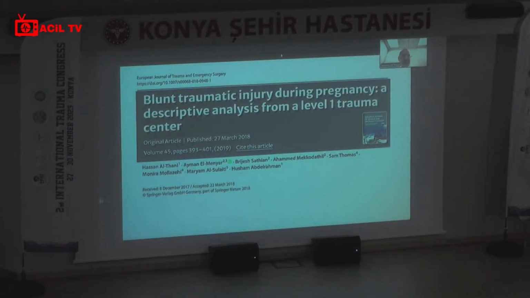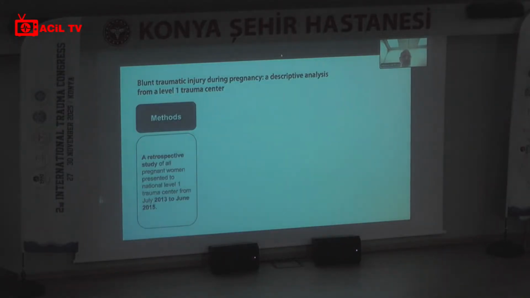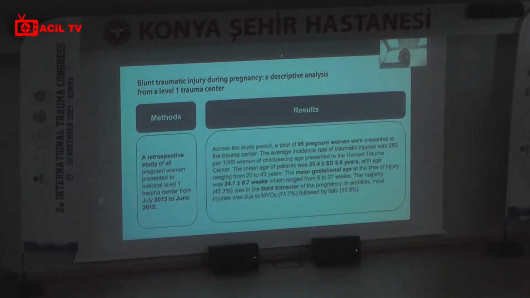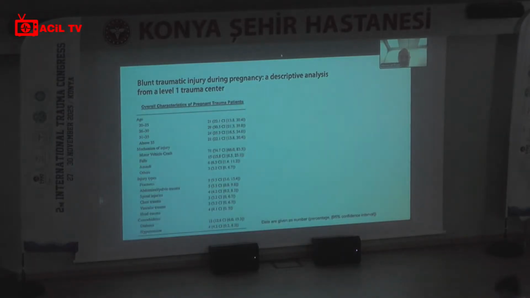So over the years, we had our experience in managing blunt traumatic patients with a pregnancy. This is a retrospective study from 2013 to 2015. At that time, we had 95 pregnant patients. The mean age was 30 years plus or minus 5.6 years, and the gestation ranged between 5 weeks and 37 weeks. They are a young group of patients.